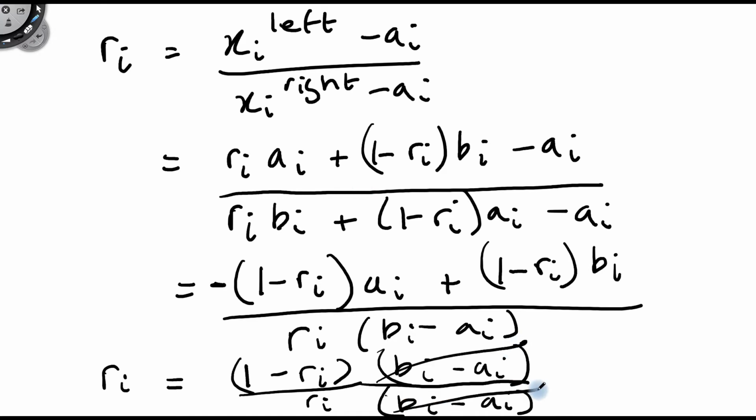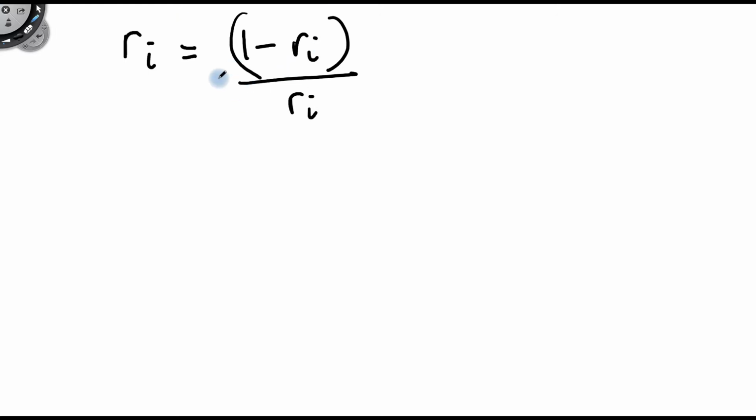So the B minus A cancel. We then end up with Ri equals (1 minus Ri) on Ri. It's perfectly acceptable to drop the i's if you like, and I'd accept that as a solution in the exam. Again, I'm just doing it to be slightly more specific, saying that Ri is undetermined first, and then we set it to R at the end.